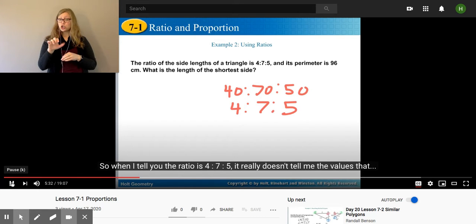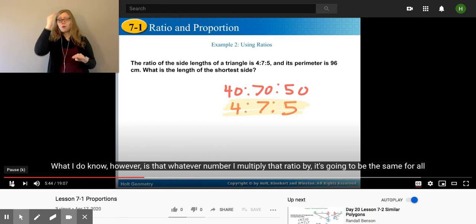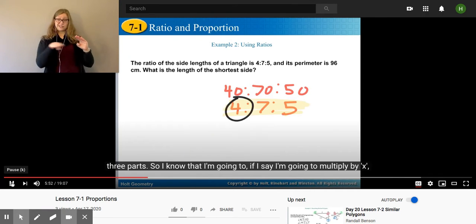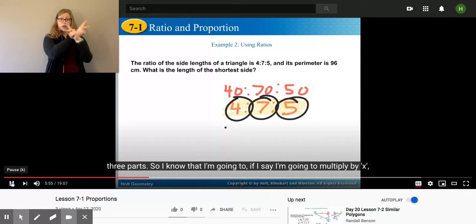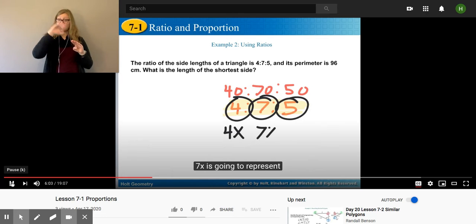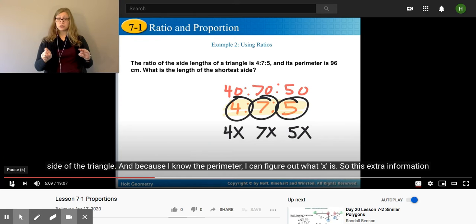So when I tell you the ratio is 4 to 7 to 5, it really doesn't tell me the actual side lengths. I just know they're in that proportion. What I do know, however, is that whatever number I multiply that ratio by, it's going to be the same for all three parts. So if I multiply by x, 4x is going to represent one side, 7x is going to represent another side, and 5x is going to represent the third side of the triangle. And because I know the perimeter, I can figure out what x is.